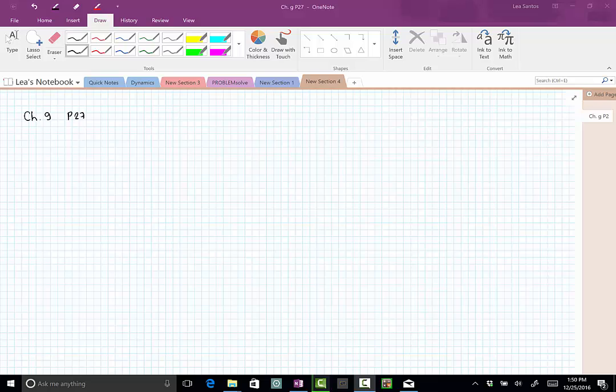Okay, so this is problem 27 of chapter 9 of Giancoli 6th edition. This problem is very similar to the one we solved in class. The difference now is just that we have a person on top of the ladder. Okay, so let's try to draw this here.